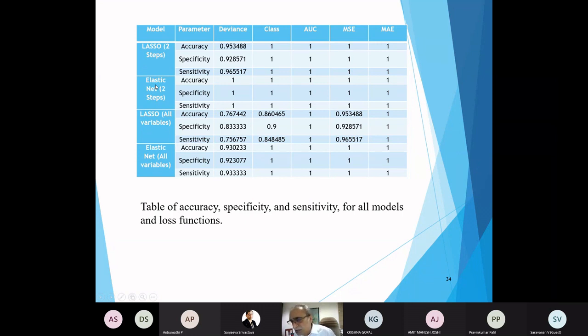If you use elastic net as opposed to LASSO, the penalty function is not only the L1 norm, but a convex combination of L1 and L2 norm. If you use that, the values of accuracy, specificity, sensitivity for various loss functions turn out like this. Then if you use LASSO for all variables, in these last 2, me and my student did not perform SIS at all. We skipped that step and applied the LASSO for all, considering all 19,200. And you can see the values of accuracy, specificity, and so on.